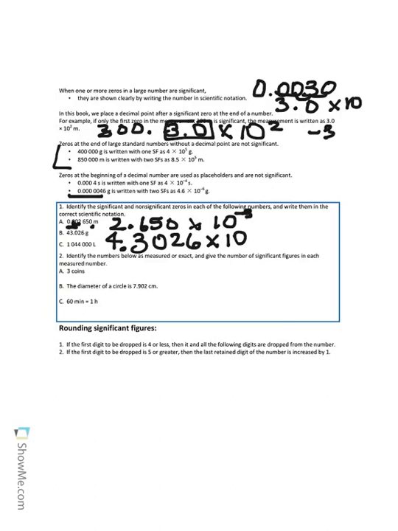Since 43 is larger than 1, our exponent is going to be positive. So this is 4.3026 times 10 to the 1. Let's look at the next part of the example.